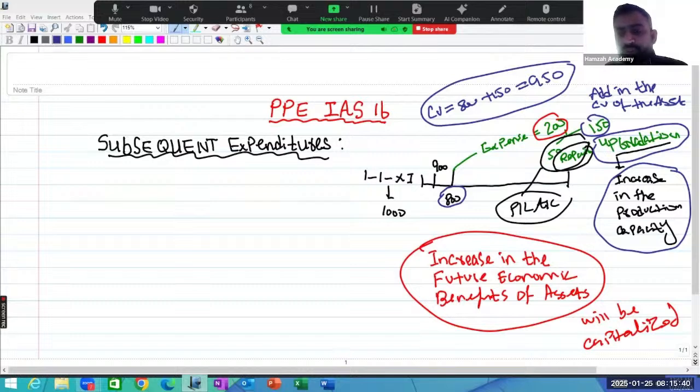That would be the treatment of subsequent expenditure. And the rule is, if there is an increase in future economic benefit, we will capitalize the asset. Otherwise, we will expense it out in profit and loss account.